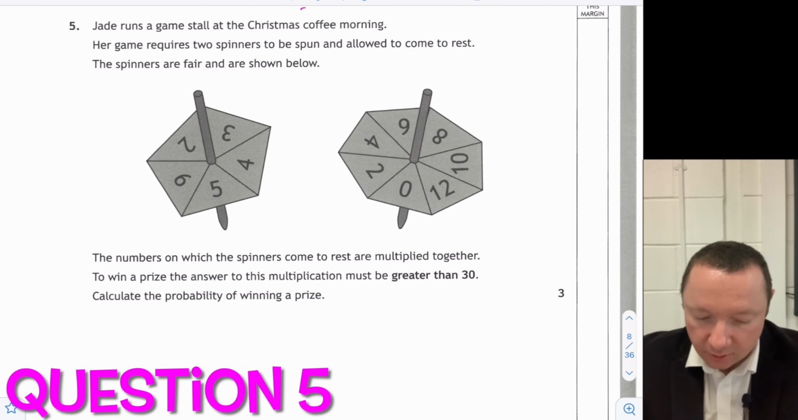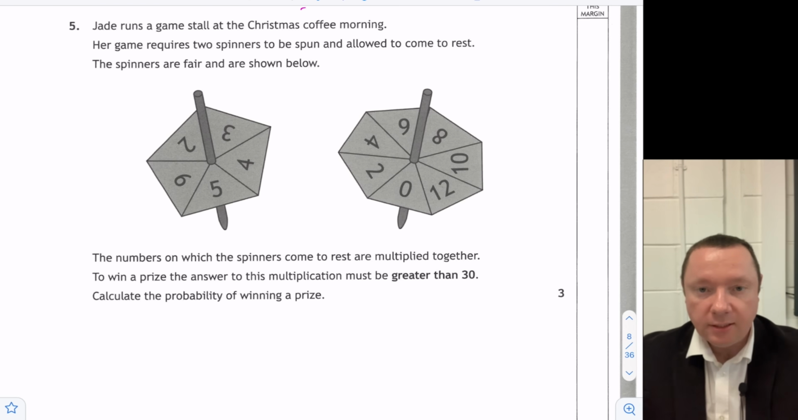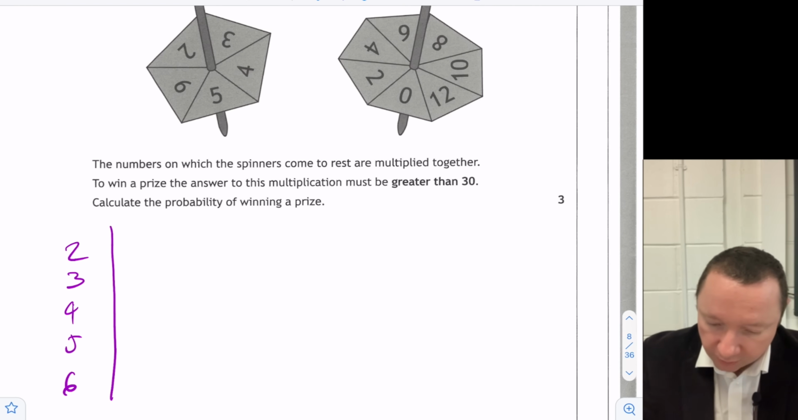Question 5. Jade runs a game store at Christmas coffee morning. Her game requires 2 spinners to be spun, and these are the spinners. The answers are multiplied together. To win a prize, you have to get an answer of greater than 30. Calculate the probability of winning the prize. So I just need to list all the possibilities. So down one side, we've got 2 up to 6. And the other side, we've got 0 up to 12, even numbers.